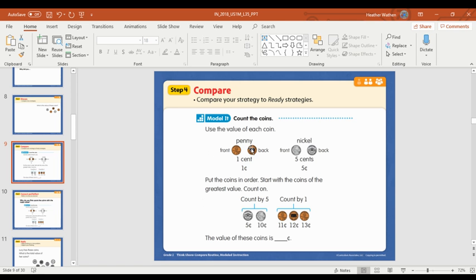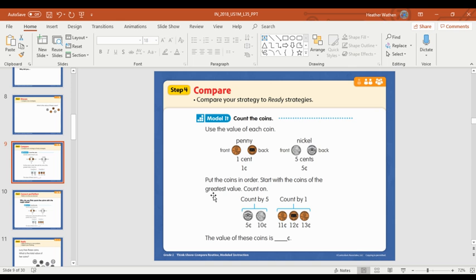So if we look at the value of each coin, which I talked about yesterday in my lesson, a penny is worth 1 cent and a nickel is worth 5 cents, which one is worth more? If you said the nickel, that's correct. So if we put them in order, we're going to put our nickels first and our pennies second.